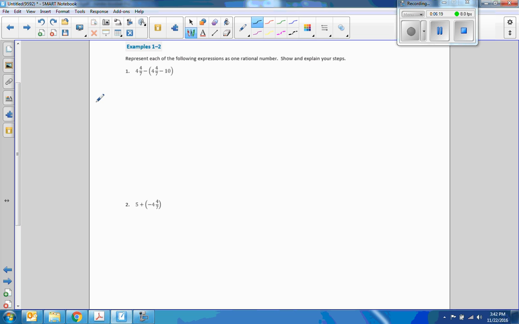Here's example 1, 2. So we have 4 and 4/7 minus 4 4/7 minus 10, and these are grouped. Okay, the first thing I want to do is change it to plus and negative. So I'm going to take 4 4/7 minus 4 4/7 plus negative 10. Yes, we can do two things here, but we want to focus on one.